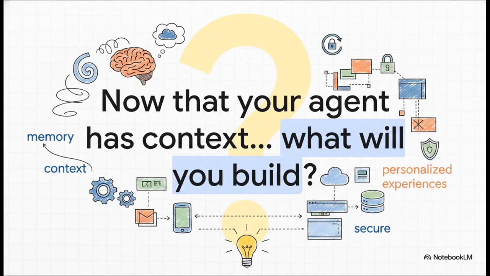So we've seen how just a few lines of configuration can give your agent the one thing it was desperately missing: a memory. By passing context through these custom headers, you unlock a whole new level of intelligence. And really, the only question left is, what kind of amazing, personalized, and secure experiences will you build with it?